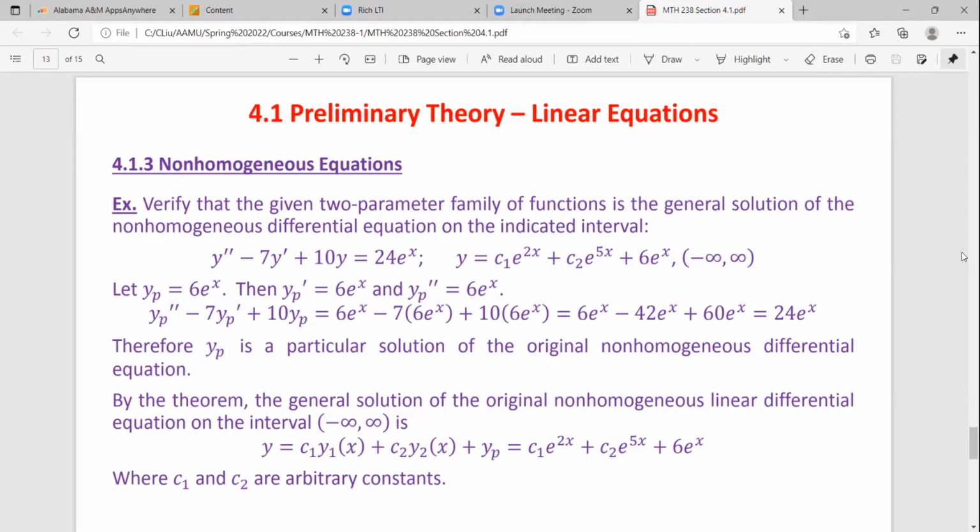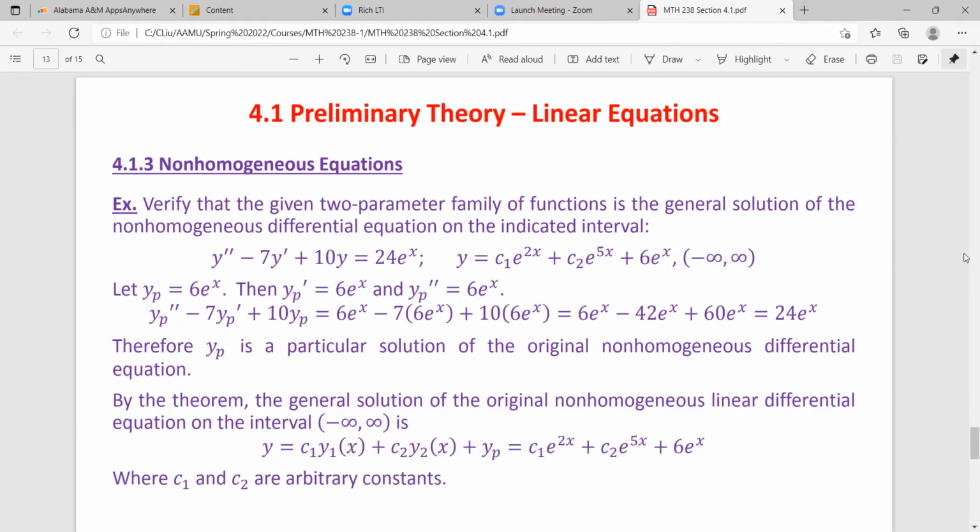All right. The equation we have is y double prime minus 7y prime plus 10y equals 24e to the x. And the solution given in the problem is y equals c1 e to the 2x plus c2 e to the 5x plus 6 times e to the x. So we need to verify this is indeed the solution to the differential equation, and this solution is valid from negative infinity to positive infinity of x. That means for all values of x.